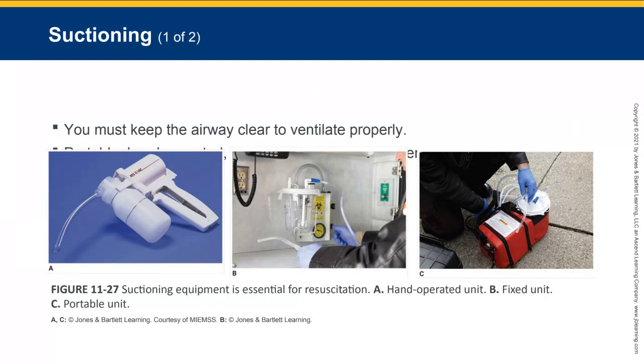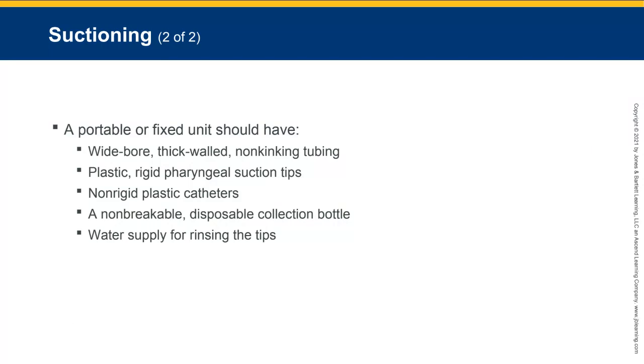Whichever suction device you're using, ensure that you're familiar with how that device works. A portable or fixed unit should have wide-bore, thick-wall, non-kinking tubing, plastic rigid pharyngeal suction tips, non-rigid plastic catheters, a non-breakable disposable collection bottle, and a water supply for rinsing the tips.